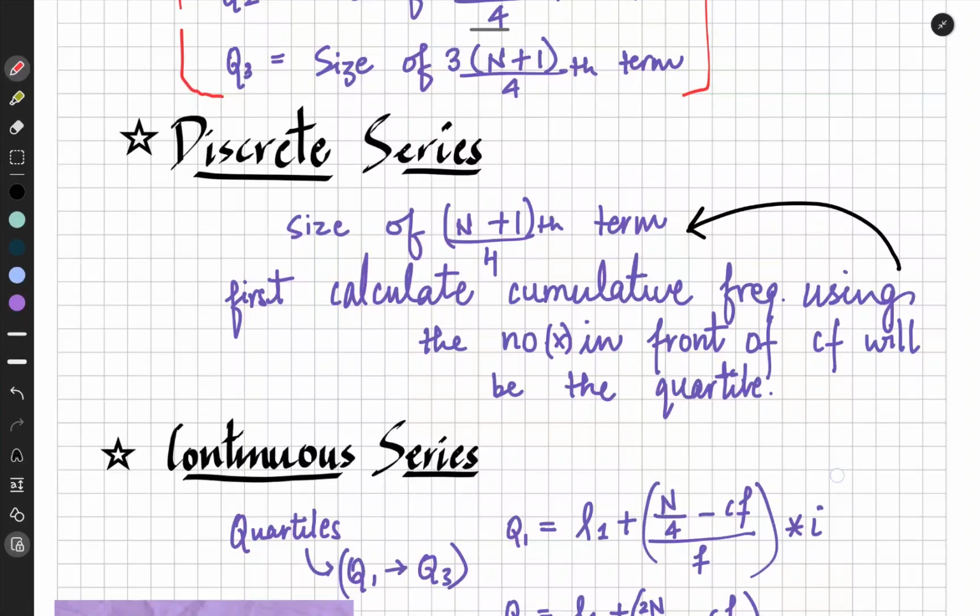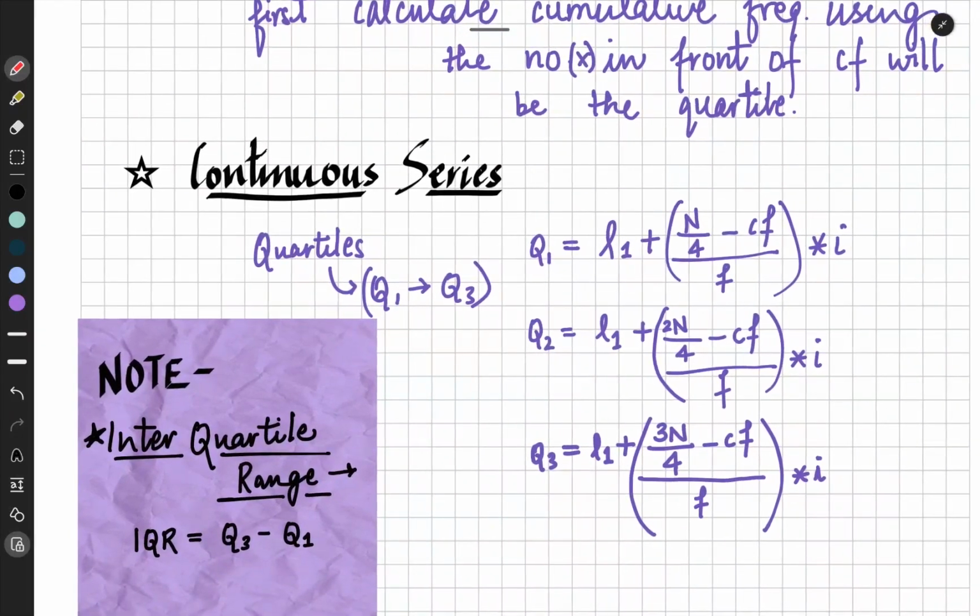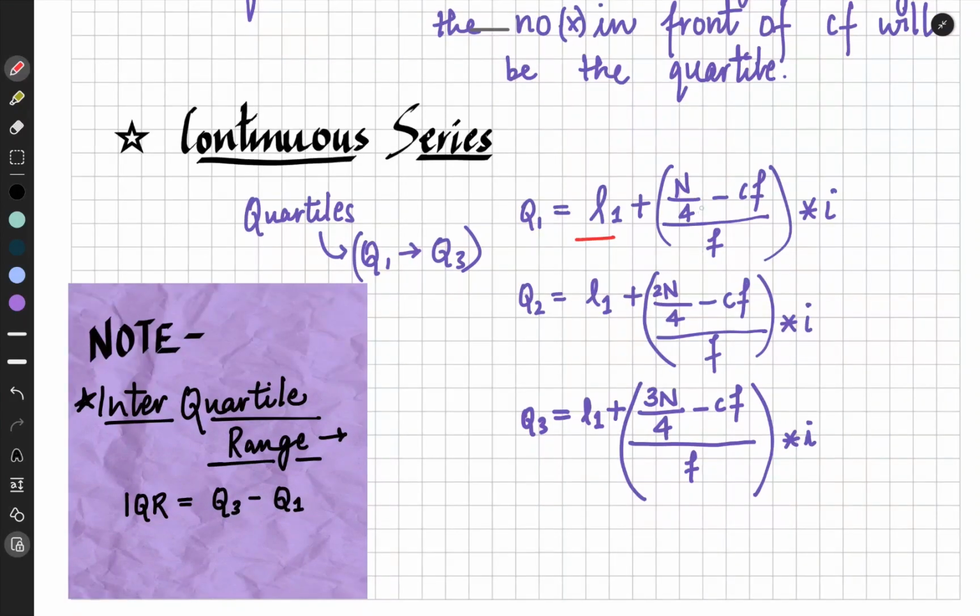Now let us look at the continuous series. Here we have a bit different formula. Q1 is equal to L1 plus (n by 4 minus cf) upon f into i. This is just the same formula we used for median. Here we just have to divide n by 4, because in quartiles we always divide the series into 4 equal parts. So let's see it with an example.